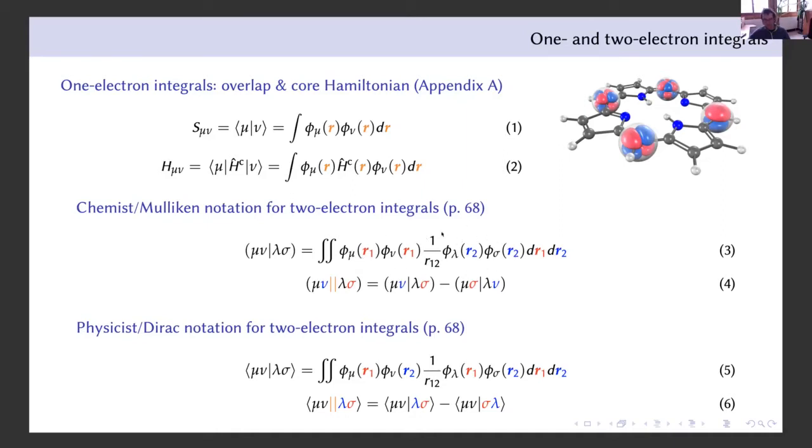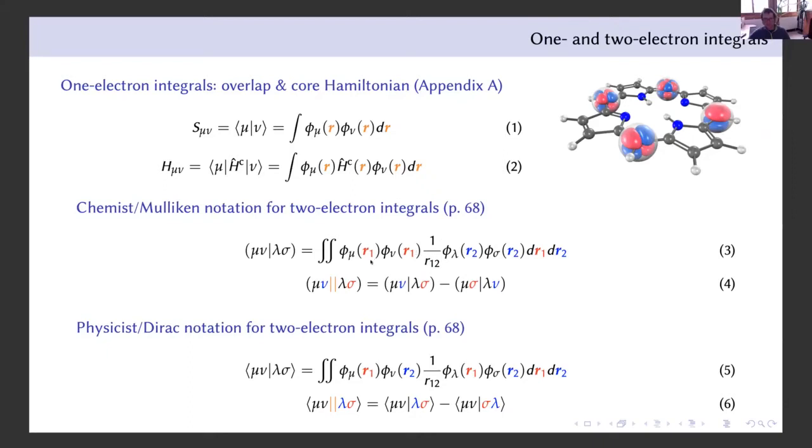And you have this infamous 1/R12 operator, which is the Coulomb operator. Here what you're going to calculate is the Coulomb repulsion between a charge density represented by R1 here, and a charge density represented by R2 over here. That's why those notations with round brackets are called chemist notations. It's because you have this nice physical interpretation where two charge densities interact via a Coulomb interaction.